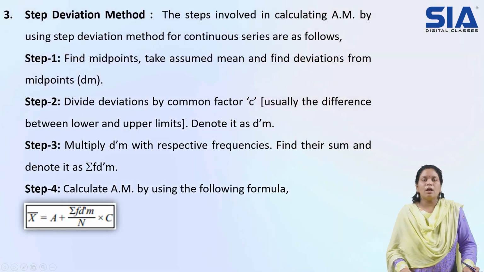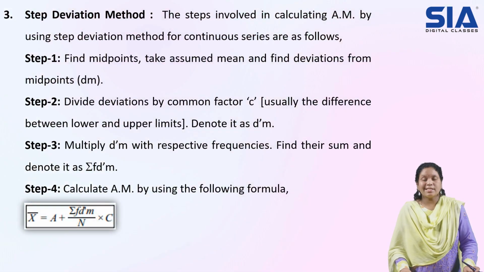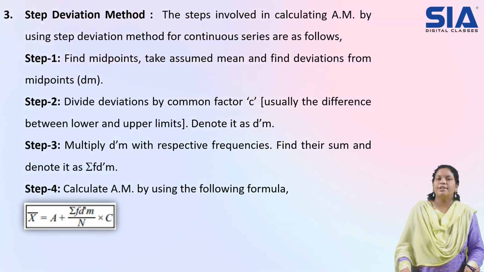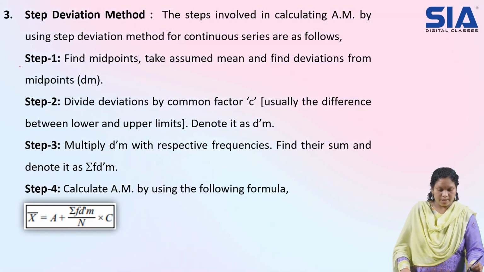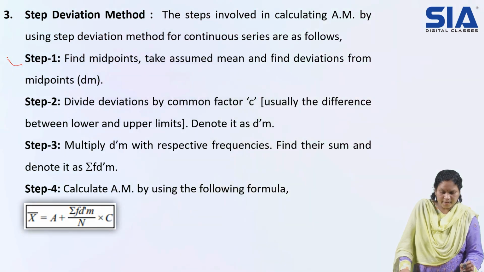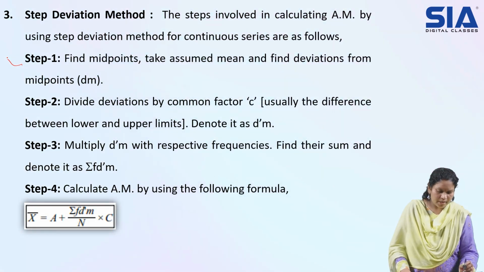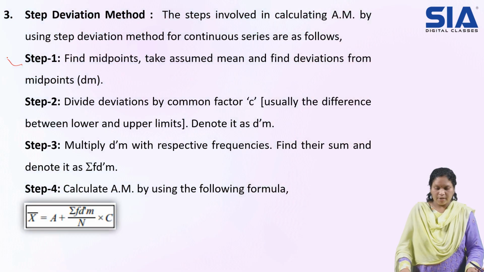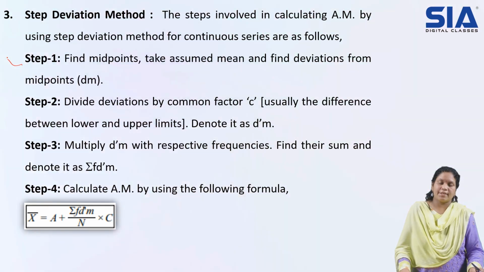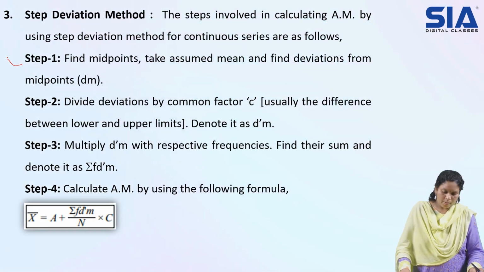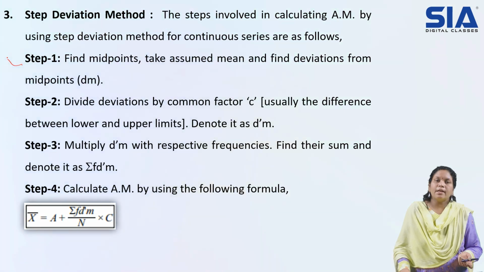So the third method we call the step deviation method. In the step deviation method, again we calculate for continuous data. The first step is the same, that is obtaining midpoints. Then considering that particular assumed mean and getting dx values, or dm values. Then we'll have a common factor here, which we'll discuss in the problem. Then multiplying and all is the same.